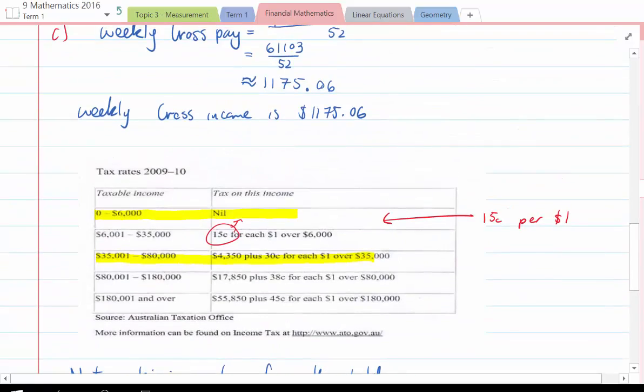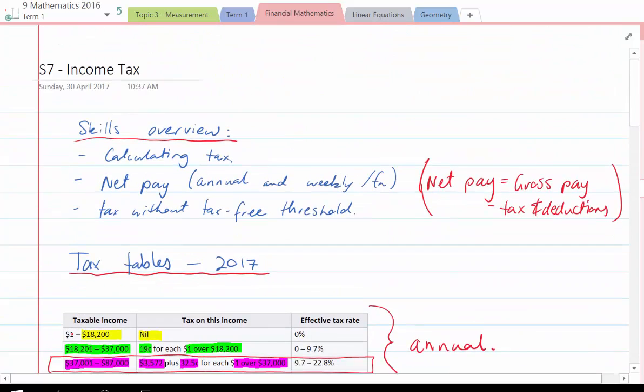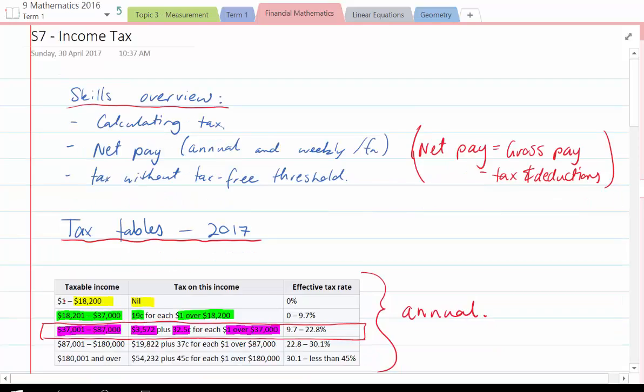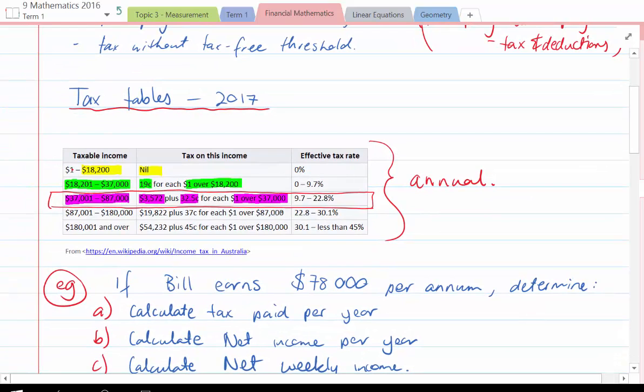Okay, there we have it. There's our quick little intro to income tax. Make sure you understand the difference between net and gross pay and how we can calculate the tax. Remember, the tax all comes down to the table. The table tells you exactly what to do.